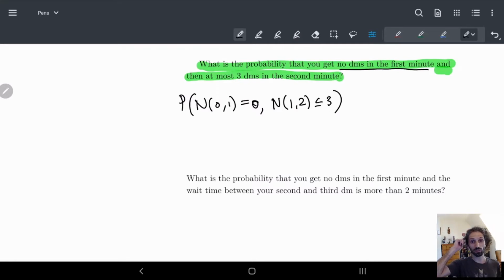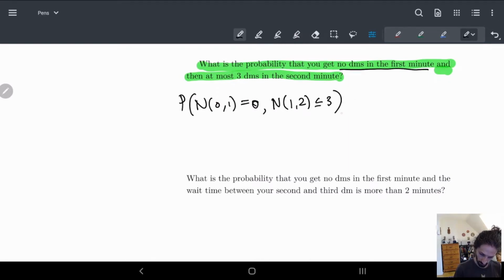Now here, one thing to notice is since these are 2 different minutes, they're independent of one another. It doesn't really matter. So what we can actually do is I'll leave these, but these are independent events.